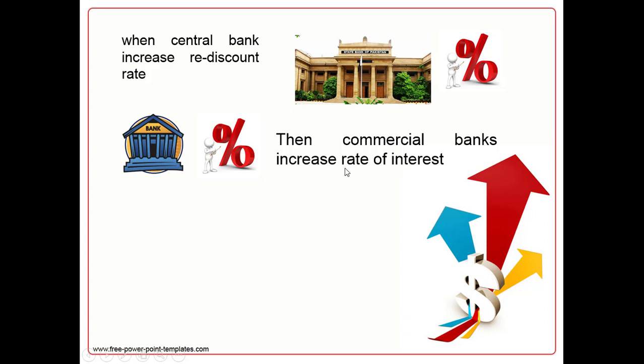For example, if I go to any commercial bank and ask it to give me a loan, they will charge me the interest rate. When a commercial bank goes to the central bank and asks for a loan, they will charge it the bank rate. So when the central bank increases the rediscount rate, simultaneously commercial banks will also increase their interest rate.